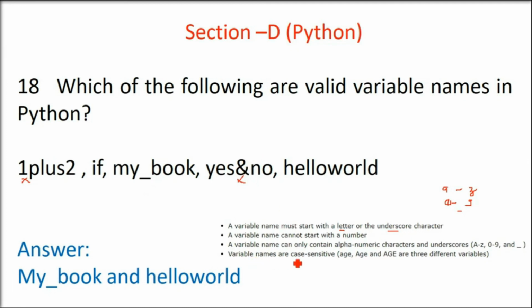Variable names are case sensitive. Capital and small are not the same. And you cannot have a reserved word. If, then, else, like this. So these are reserved words. You cannot have them. So here, if will fail. So my book, my underscore book and hello world will be the answer. They will pass the test.